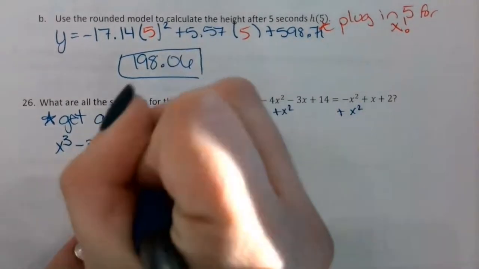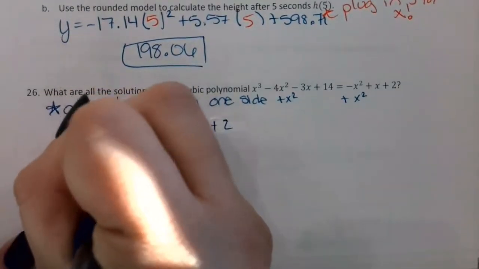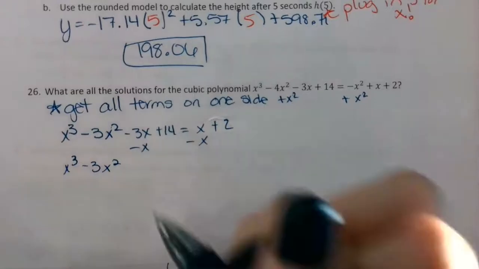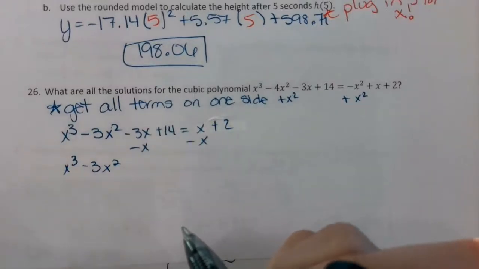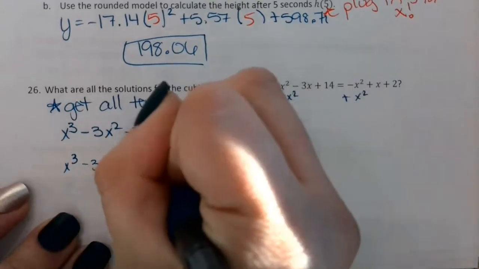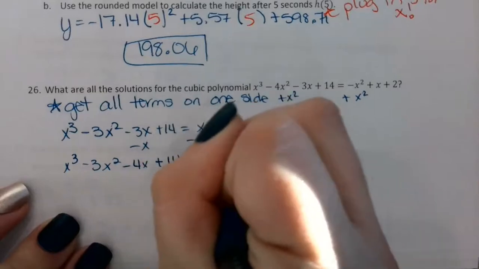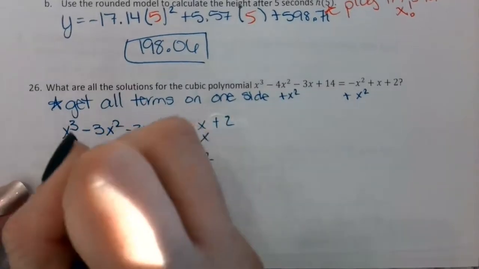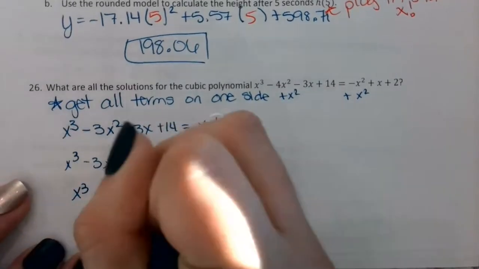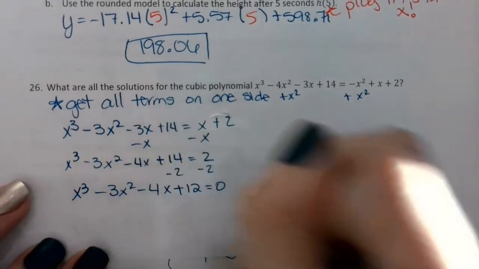I subtract x on both sides. So the x cubed minus 3x squared stays the same. Negative 3x minus x gives me negative 4x. Plus 14 equals 2. Then I subtract 2 on both sides. I have x cubed minus 3x squared minus 4x plus 12 equals 0.